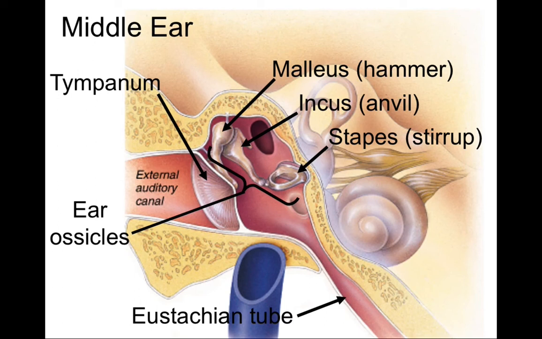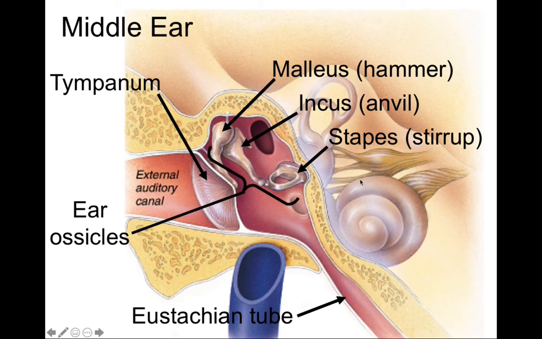So in review, for the outer ear we have the auricle, also known as the pinna, and also the external acoustic meatus. Separating the external ear from the middle ear is going to be the tympanic membrane, and the tympanic membrane itself, as well as the three ear ossicles, the malleus, incus, and stapes, are all going to be part of the middle ear, as well as the eustachian tube.